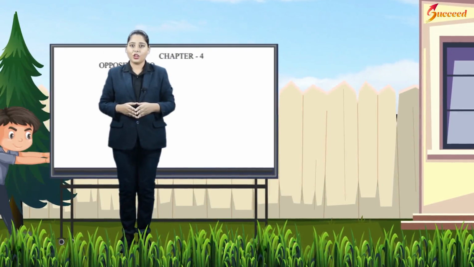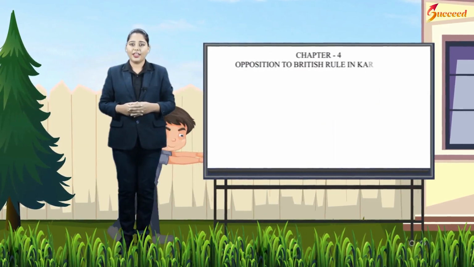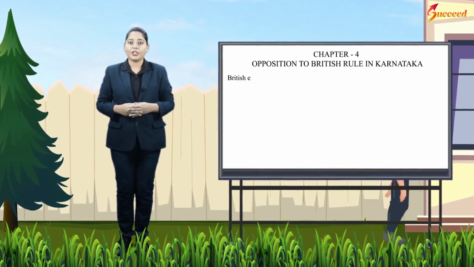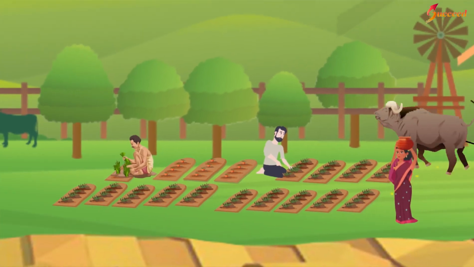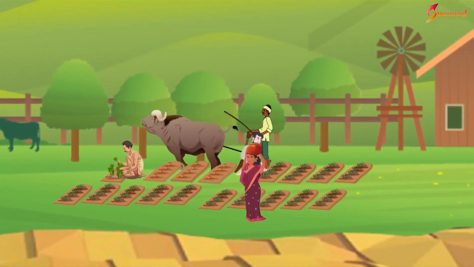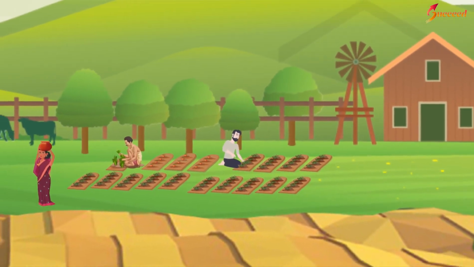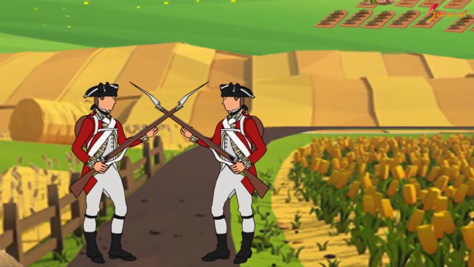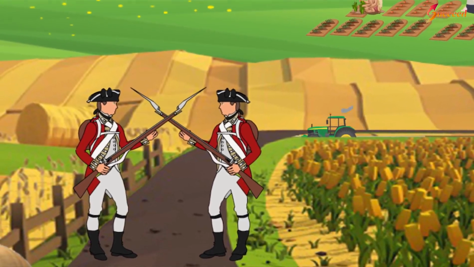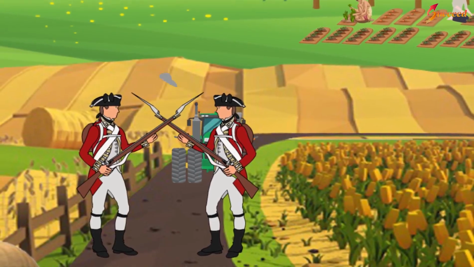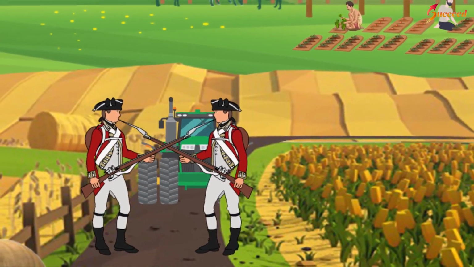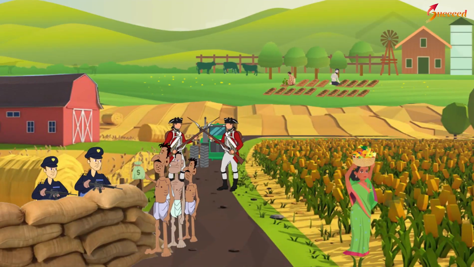Chapter 4. Opposition to British rule in Karnataka. Britishers exploited people in agriculture and trade to protect their own interest. By seeing all this, it created a sense of insecurity across Karnataka. Hyder Ali and his son Tipu Sultan opposed them by utilizing the power of his Mysore kingdom. So all these led to the Anglo-Mysore War.